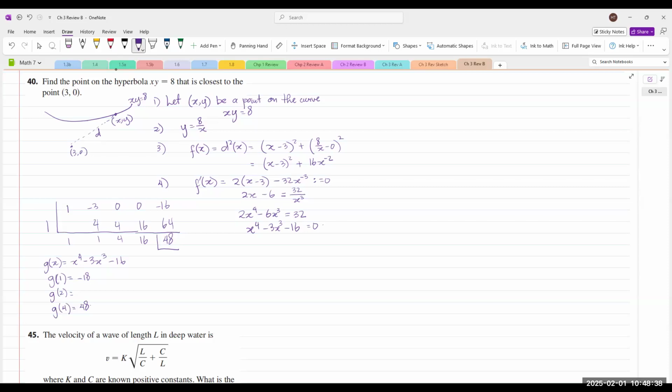Okay, but what is g(2)? Unless I make a very terrible mistake here. So this is -1, this is -2, -2, -4, -4, -8, so -24. So the answer must be between 2 and 4, huh?